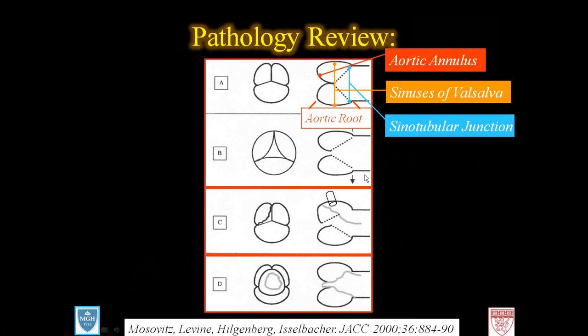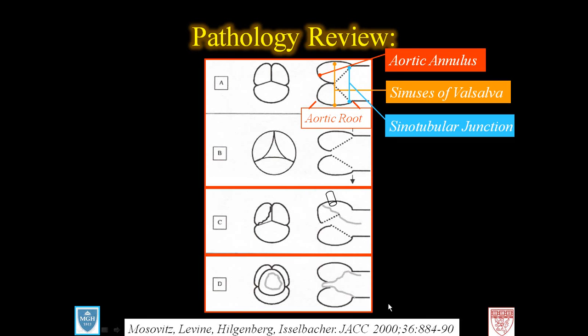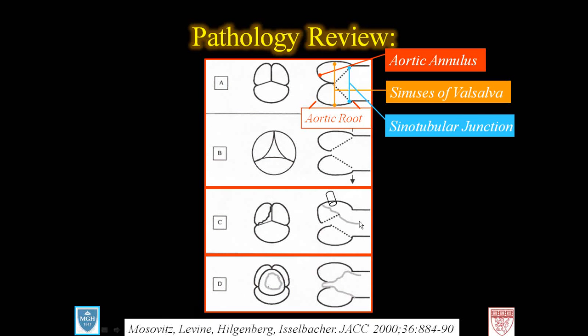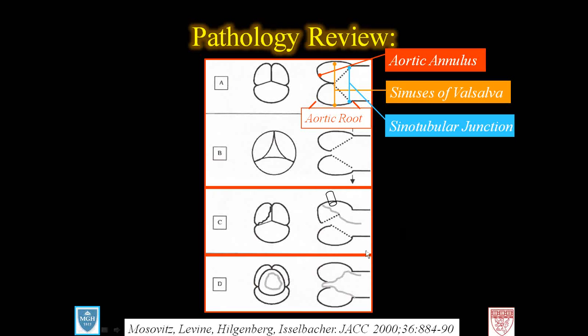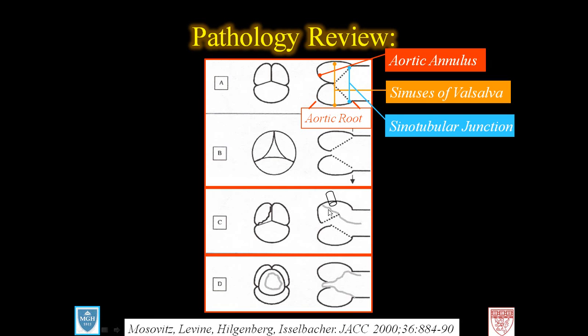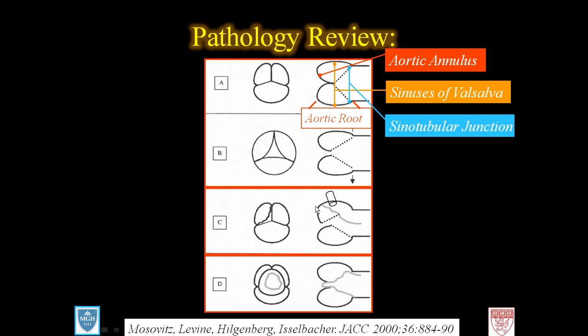So this is a diagram I took from a publication about 10 years old now. It was published in JACC by Eric Isselbacher, Al Hilgenberg, Bob Levine, and Herman Mosevitz, all MGHers, where they looked at the mechanisms of aortic insufficiency in various aortic pathologies, and relevant to us here is panel C, where the aortic dissection extends down into the aortic root. The aortic root proper is made up of three structures: the sinotubular junction, the sinus of Valsalva, and the aortic annulus.